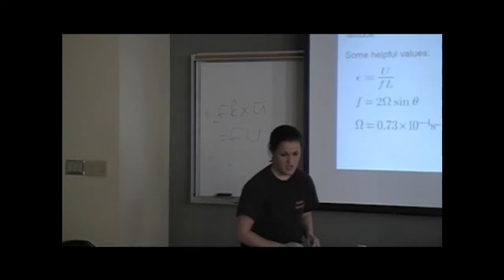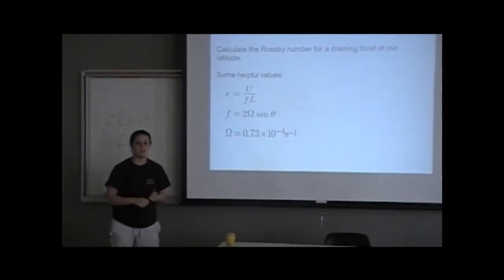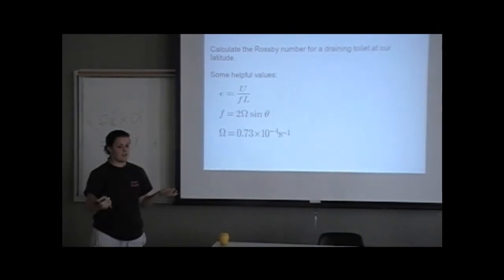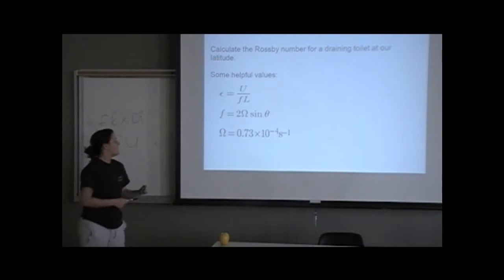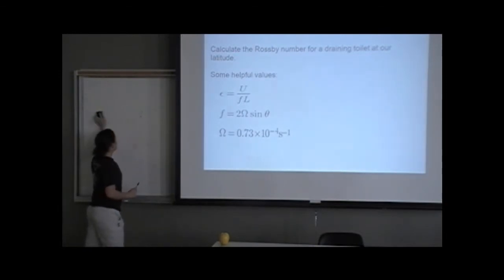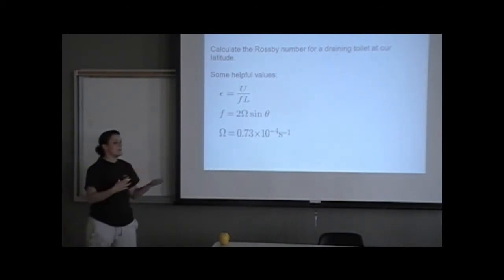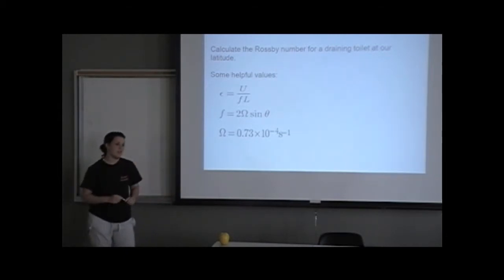Okay, so next I thought we'd do a simple calculation. I think we can do it all together since there's not a lot of us here. So let's try to calculate the Rossby number for a draining toilet at our latitude. So I put up some helpful values here, recalling what the Rossby number is. For this problem, we're going to have to decide what our typical velocity scales and length scales are. So let's start off with the length scale for a toilet. That's pretty easy, right? So what do you guys think?